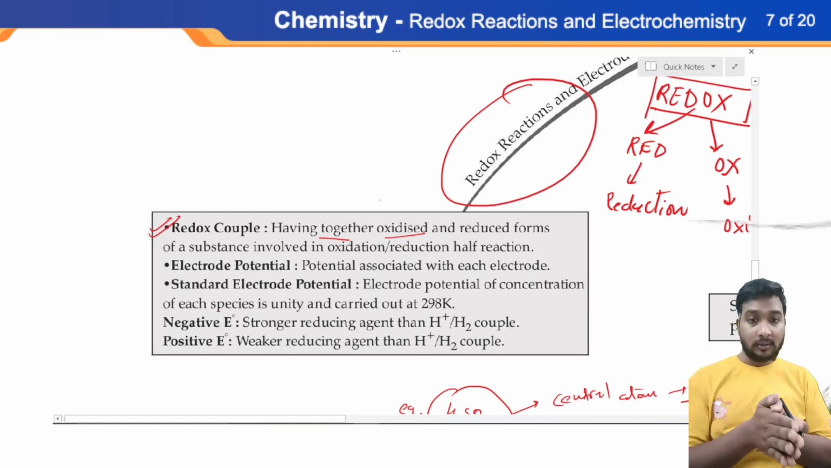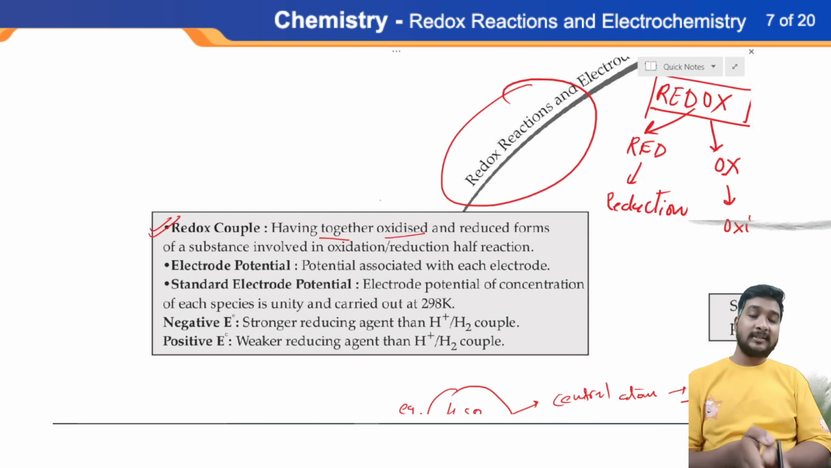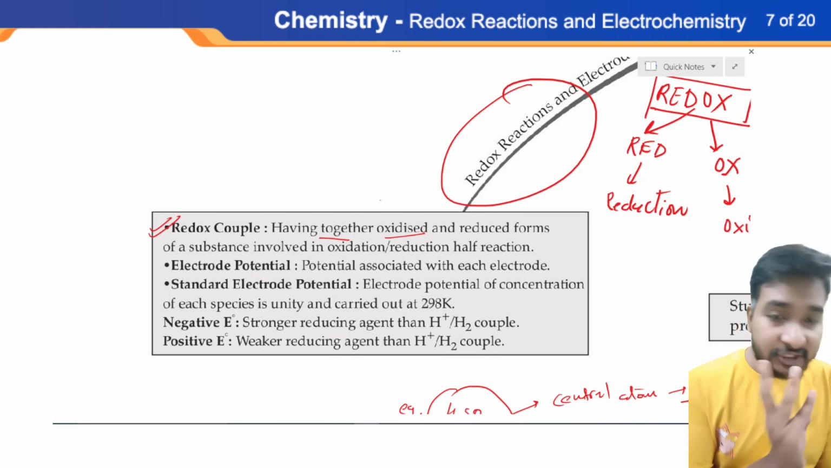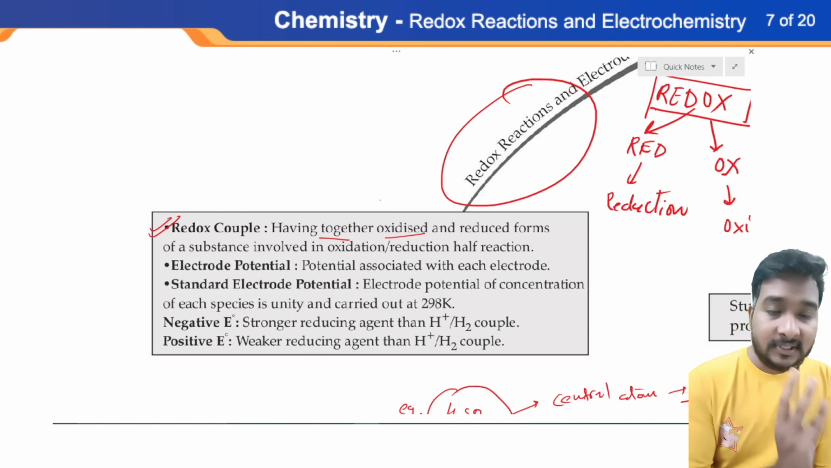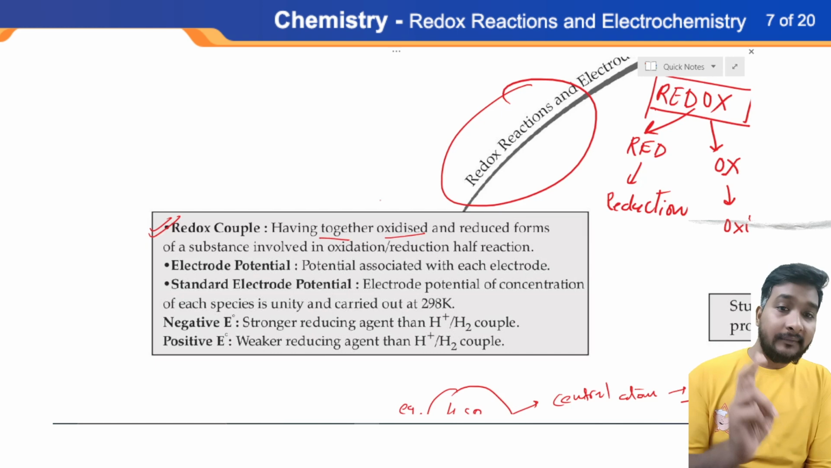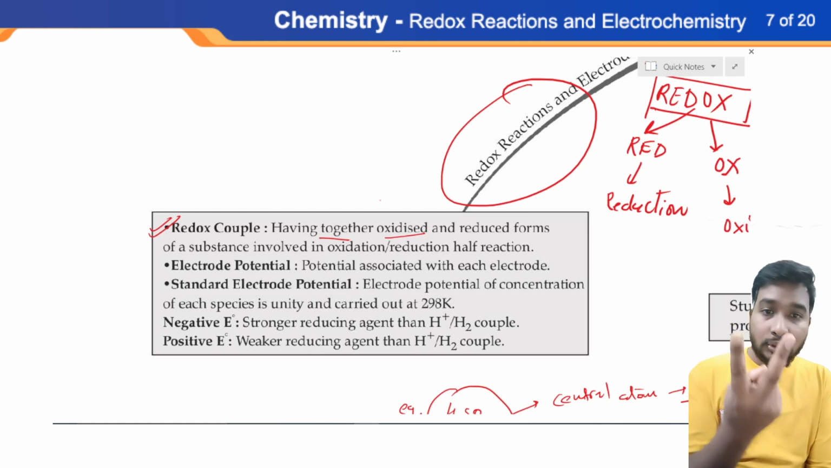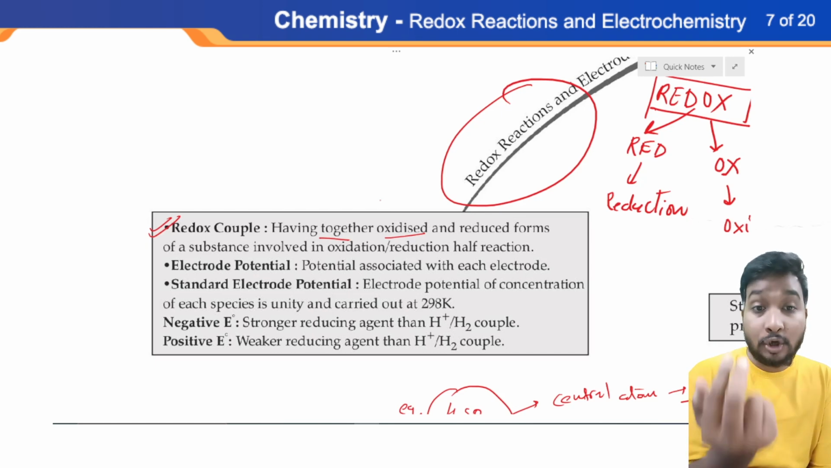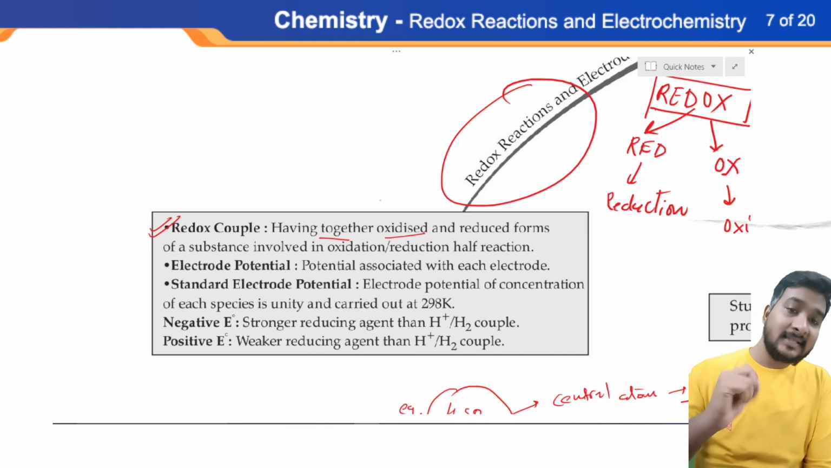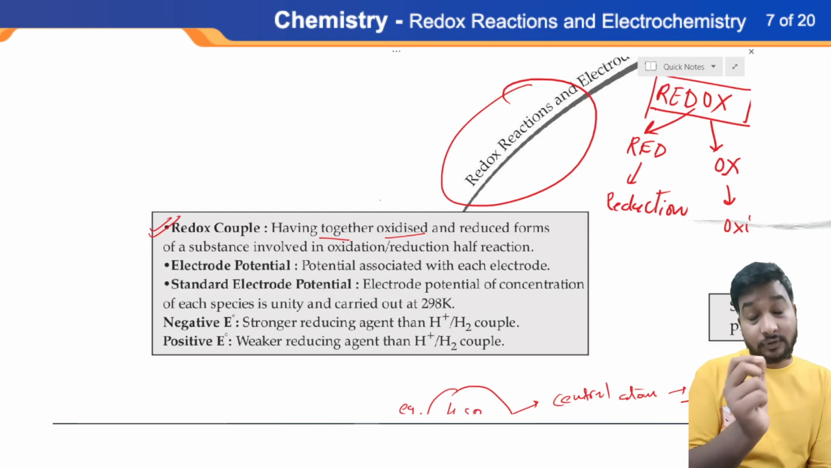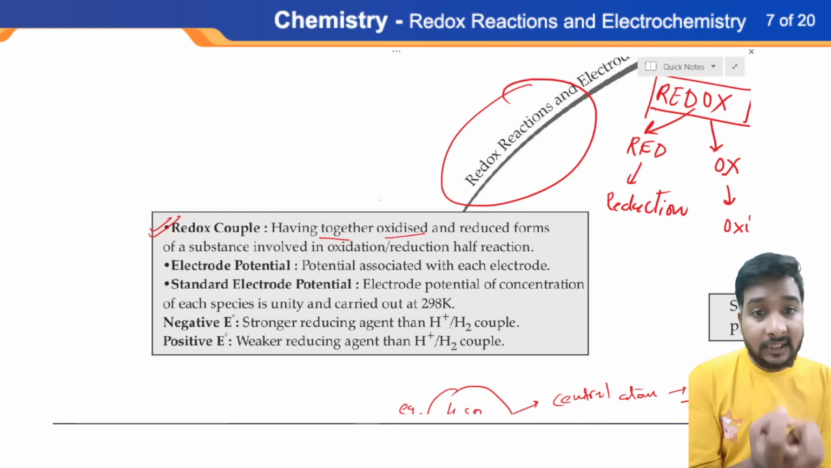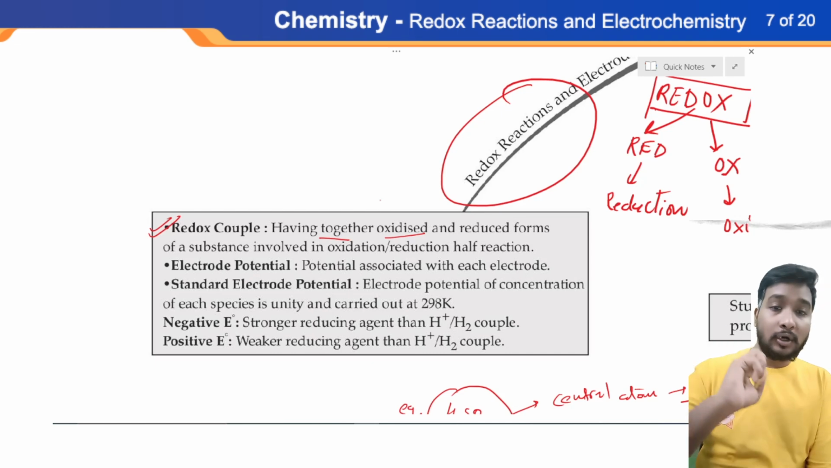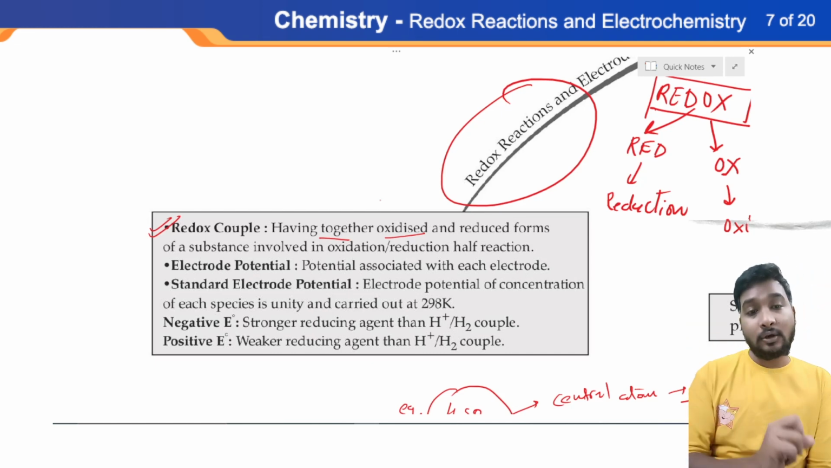a redox reaction is going on, and we know that in a redox reaction we will observe the oxidation process as well as the reduction process. So if we are observing the oxidation process and the reduction process, we can say at the same time two different processes are going on. So this phenomenon is called redox couple, because if oxidation is happening and if reduction is happening, then we need two different electrodes, because transfer of electrons or exchange of electrons can be done on electrodes only.